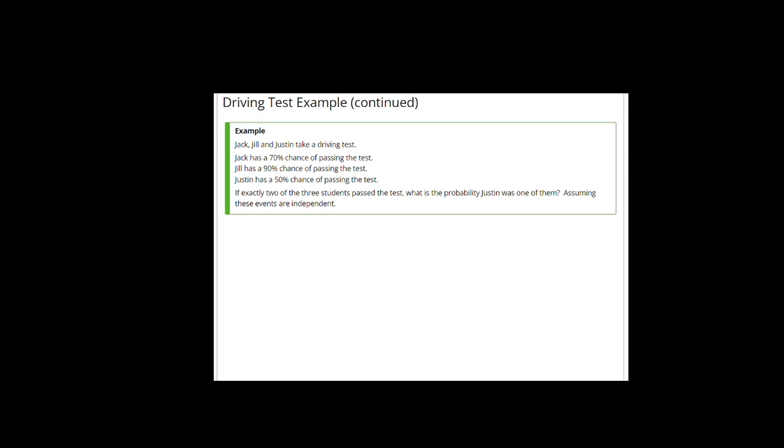Here's an example you can try on your own. The same three people, Jack, Jill, and Justin, take a driving test. We have the same probabilities as before of them passing, but now we're told that exactly 2 of the 3 students passed the test. What's the probability in this case that Justin was one of those 2 students who passed? You should pause for a moment and try and solve this problem on your own.